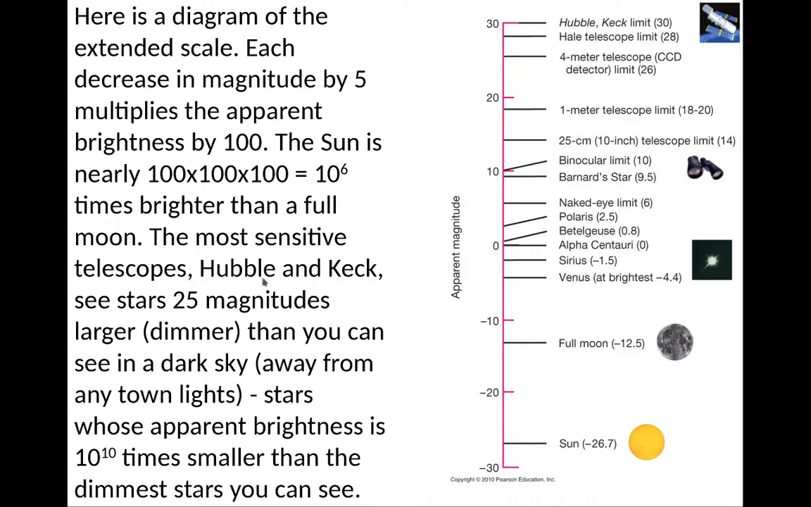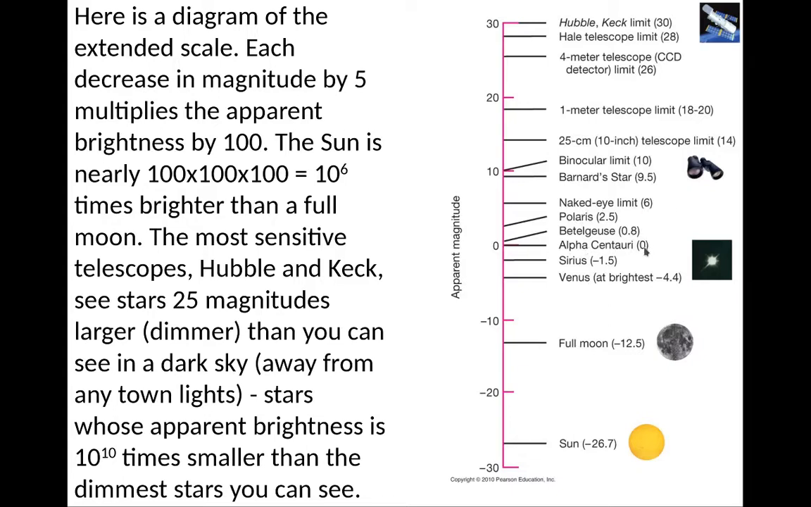The most sensitive telescopes, Hubble and Keck, see stars 25 magnitudes larger, dimmer than you see in the night sky. So for instance, if you look at the night sky, the naked eye can see a magnitude 6 star. The Hubble and Keck telescopes can see up to 30 or 31 or so. These are the dimmest stars you could possibly see. So as you get to larger magnitude, you go dimmer and dimmer. Okay, and if you go the opposite way, you get to smaller and smaller magnitude, right? Magnitude 6 is the dimmest, faintest star you can see in the night sky.